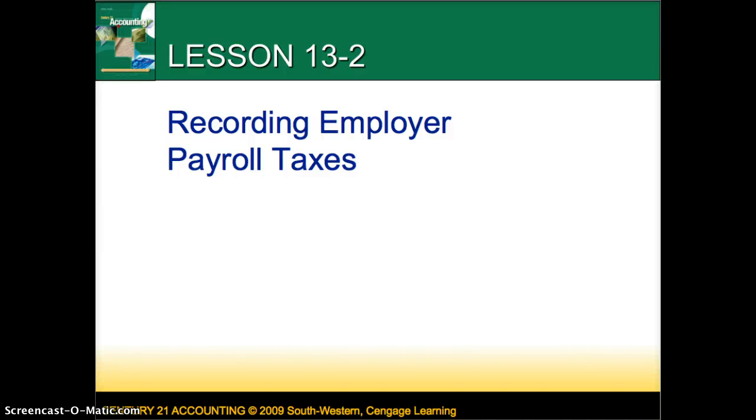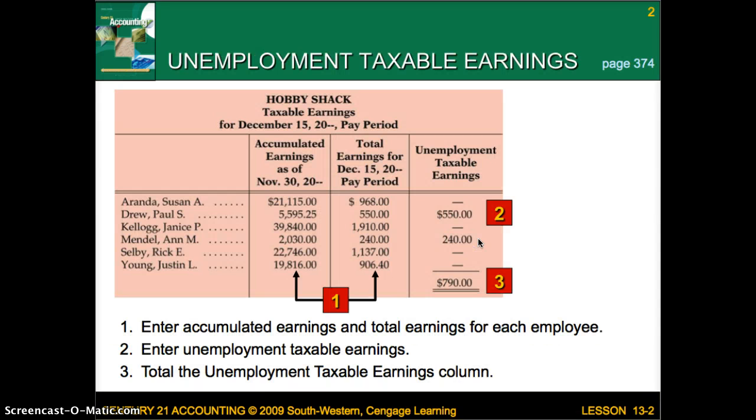This is 13.2, recording employer payroll taxes. This is found on page 373 in your book. The first thing that we're going to look at is how we're going to pay out unemployment and what that looks like. So the first thing that we need to do is understand what unemployment taxable earnings are.